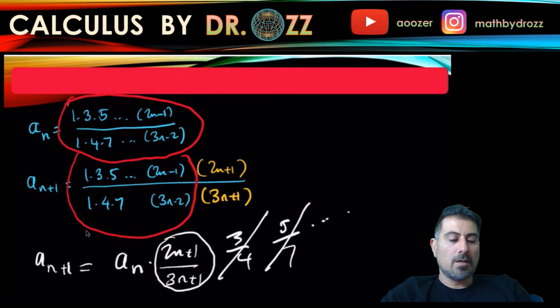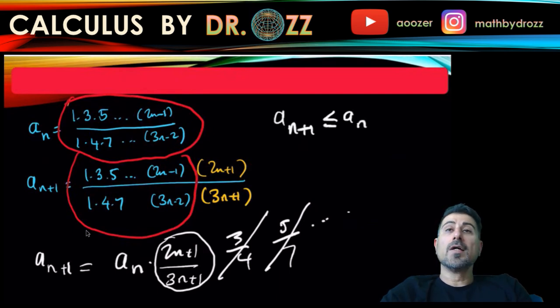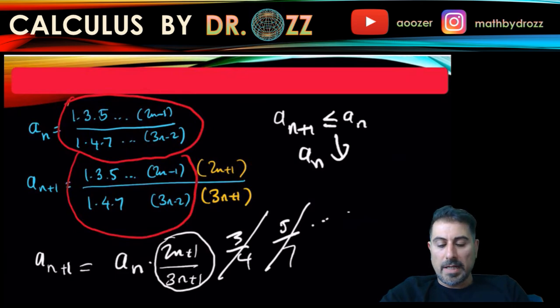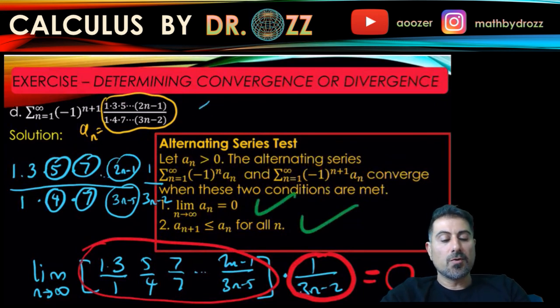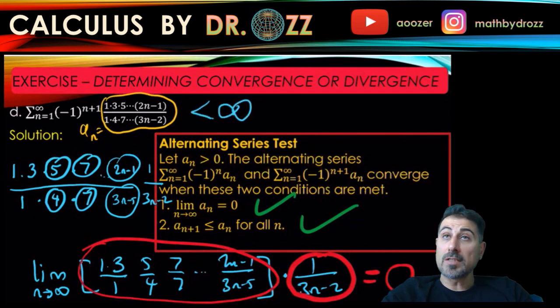So think about it. You can pause the video and think about it by yourself. But every time you multiply a_n by (2n+1) over (3n+1), you get a smaller number, which is a_(n+1). So that implies that a_n is a decreasing sequence. All right. So going back to this problem, both conditions are satisfied, right? Both conditions are satisfied. So this series is a convergent series. This alternating series is a convergent series.